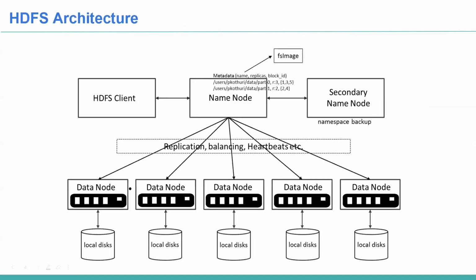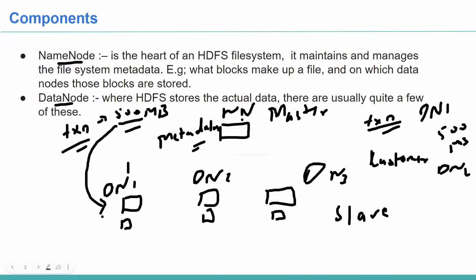So this is a high level view of how it looks. As I mentioned, it stores all the metadata, like we have a file and it is present in data node 1, or in data node 2, or data node 3.